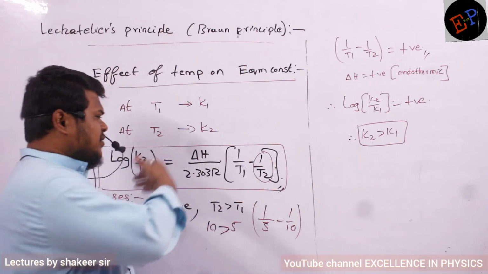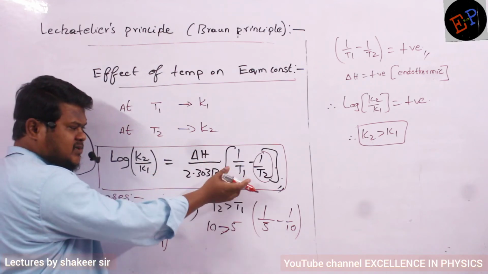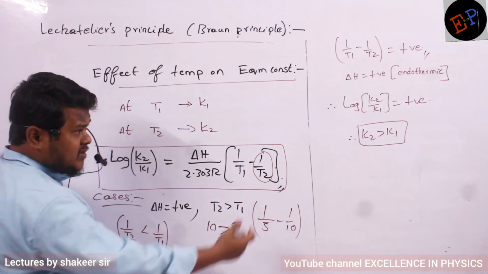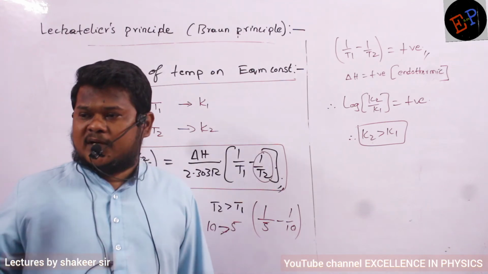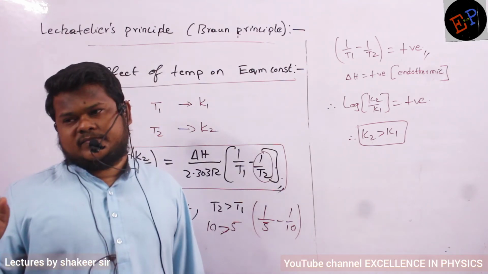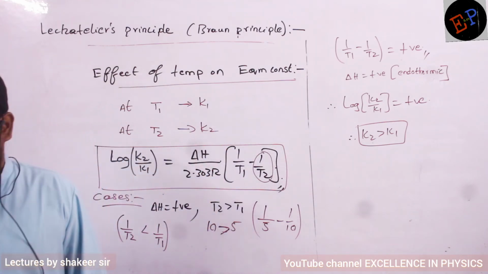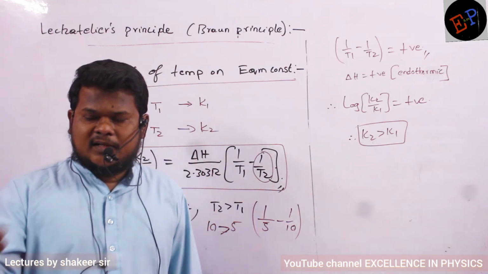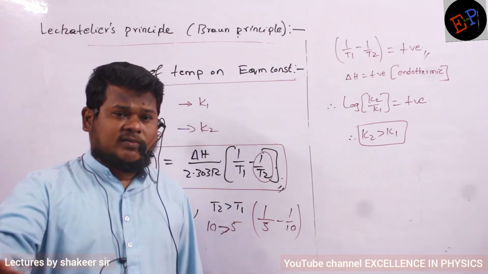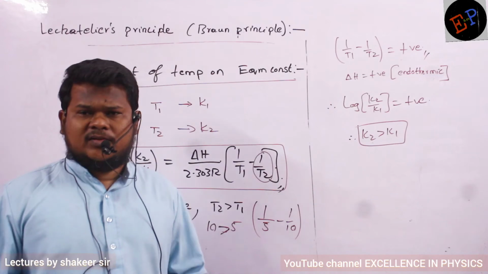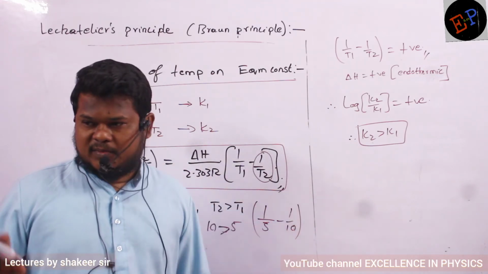Whatever may be the question, whether delta H is positive or negative, whether temperature is increasing or decreasing, always you have to follow this method. Then you will understand whether equilibrium constant is increasing or decreasing. Is it clear? Remaining cases, I hope you can do them. Remaining 4 cases are there. Temperature decreases, one case. Delta H negative, in that again you will get 2 more cases. All those cases you can understand very easily if you analyze in this method.